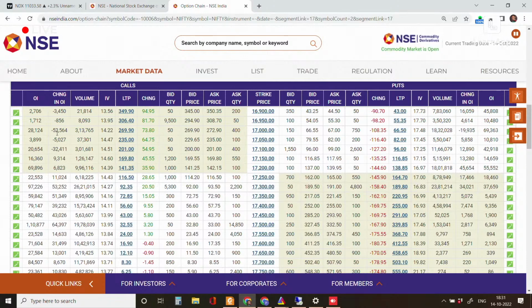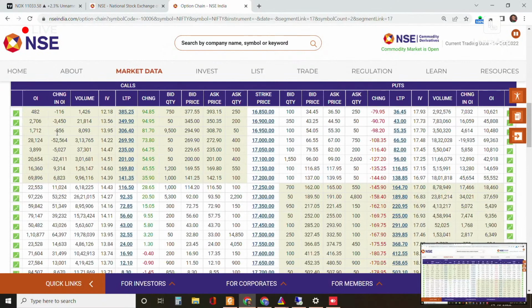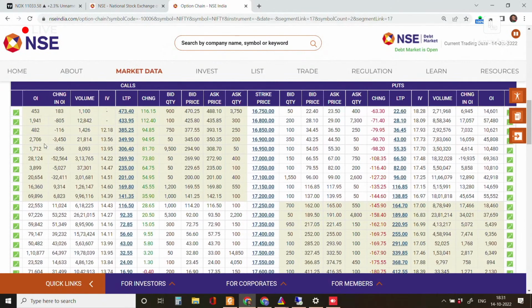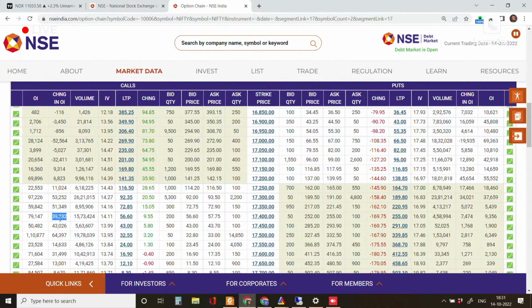Second thing I want to show you is these in the money call strikes, starting from 16,850. These in the money call strikes have short covering happening. That means that option writers are shifting their position and moving them to the OTM side. This means that from the call option data, the market is going to be slightly or significantly bullish next week from the call side data.